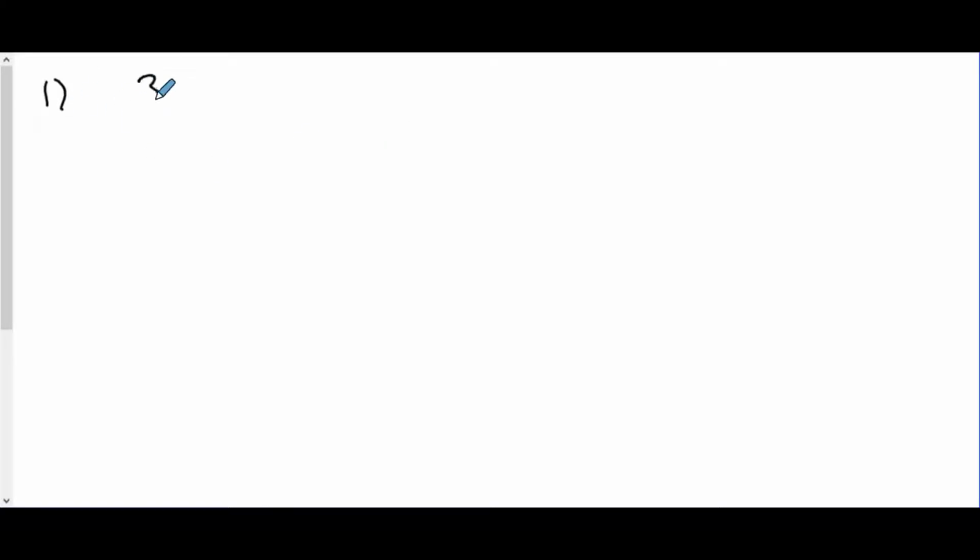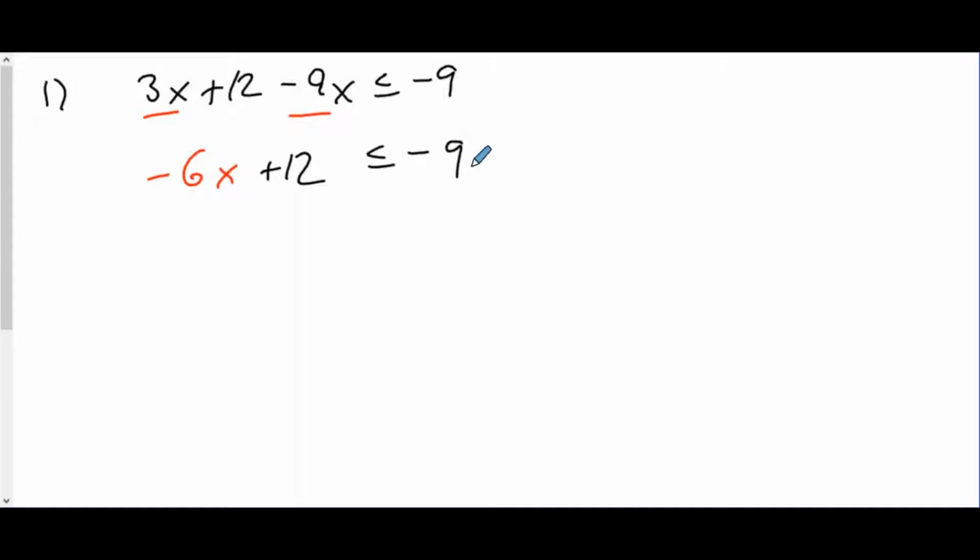Question 1. 3x plus 12 minus 9x is less than or equal to negative 9. So first we want to look for any like terms on the same side, and I see I have 3x minus 9x on the left, and so 3x minus 9x is negative 6x. Keep the plus 12 and everything else. All right, I've simplified both sides, so I'm ready to solve. My x's are already together, so I can subtract 12 on both sides. Negative 6x is less than or equal to a negative 21.